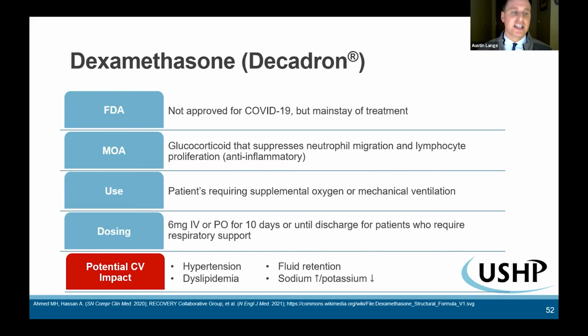The potential cardiac impact here: dexamethasone can cause hypertension, dyslipidemia, or abnormal lipid panel, and then it can cause fluid retention as well as electrolyte abnormalities like increase in sodium or decrease in potassium. So we're monitoring blood pressure, potentially monitoring that lipid panel, any sort of edema or worsening chest congestion, and then electrolytes on daily labs are also something we want to keep an eye on, make sure we're not potentially causing any sort of arrhythmia.